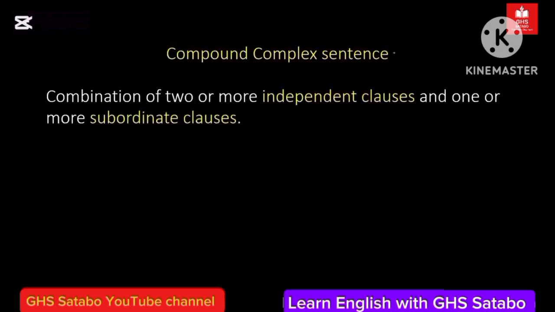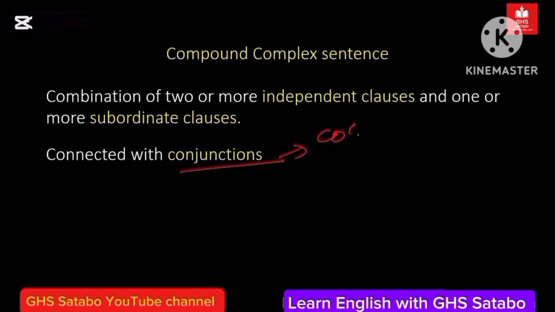So in a compound complex sentence, you need a combination of two or more independent clauses and one or more subordinating clauses. Please remember, in complex sentences as well as in compound complex sentences, you need independent as well as dependent clauses. But in a compound complex sentence, you should have at least two independent clauses and one or more subordinate clauses. Also, they are connected with conjunctions. These conjunctions will be a combination of coordinating conjunctions as well as subordinating conjunctions, since we are combining compound and complex together.